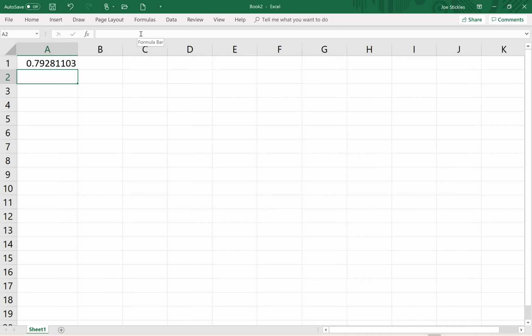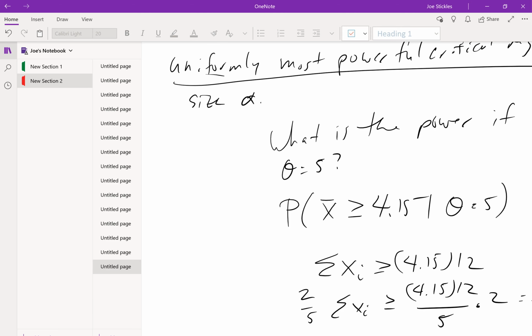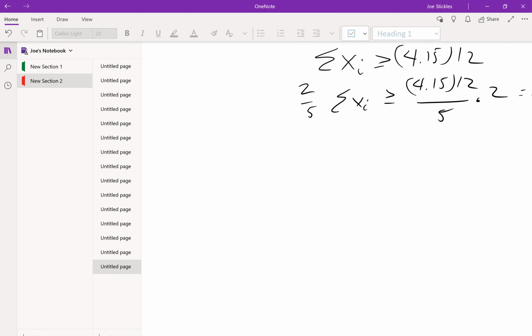Your power should increase as the sample size increases. Your power should also increase as your thetas get farther apart. If you want to think about it from a different perspective besides exponentials, think about it from normal distributions. If I've got a normal distribution that has whatever mean in the middle, well, we know that another normal distribution is going to overlap it, right?